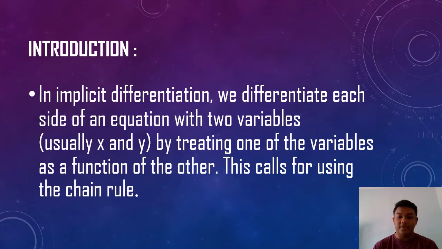So what is implicit differentiation? Implicit differentiation is where we differentiate each side of an equation with two variables, usually x and y, by treating one of the variables as a function of the other. This is called using the chain rule. So in the equation, usually we choose x or y to be the variable of the other. If we choose y, y is a function of x. If we choose x, x is a function of y. So we are going to proceed with the example.